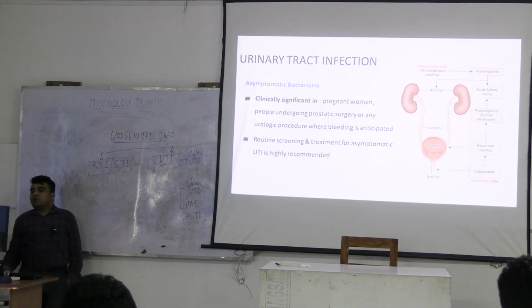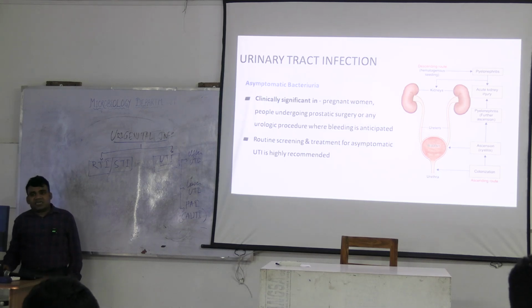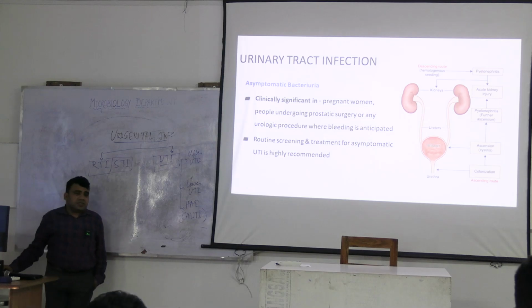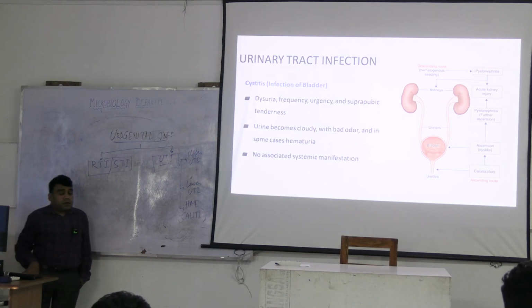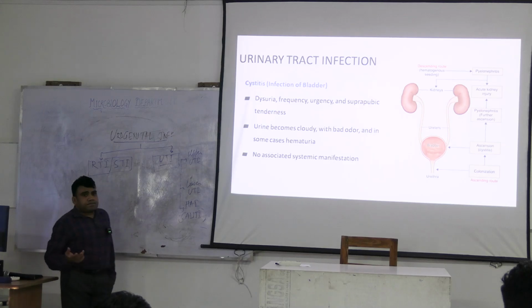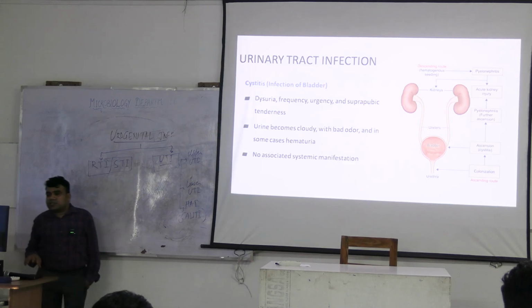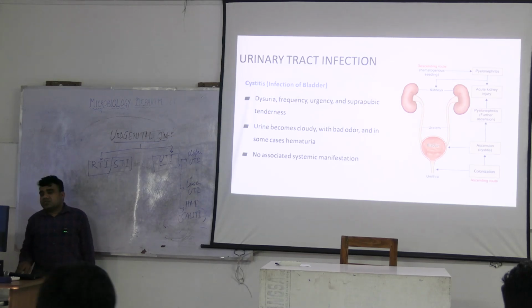So who should be treated? Pregnant woman, any patient undergoing any kind of urogenital surgery where bleeding is expected. Bleeding means obviously if there is bleeding, there is a chance of seepage of the organism into the bloodstream leading to urosepsis. The second kind of manifestation that can be seen is called as cystitis.